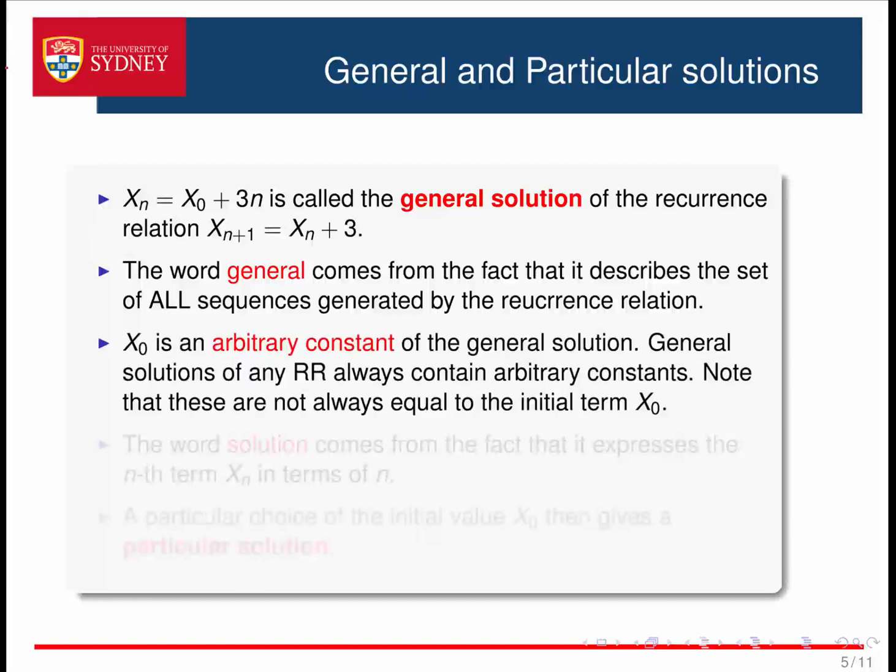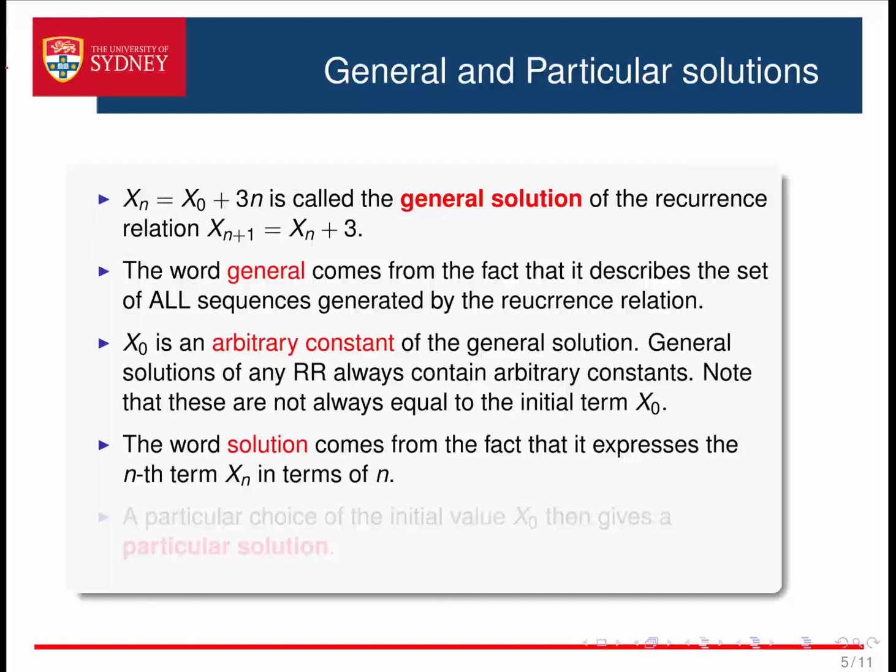For each different value of x0, we can generate a different arithmetic progression. In this sense, the starting value x0 is arbitrary. For this reason, we call x0 the arbitrary constant of the general solution. In general, it's important to note that every general solution will include at least one arbitrary constant. It is also important to note that even though the arbitrary constant here is the initial value x0, this is not the case for the general solution of every other recurrence relation.